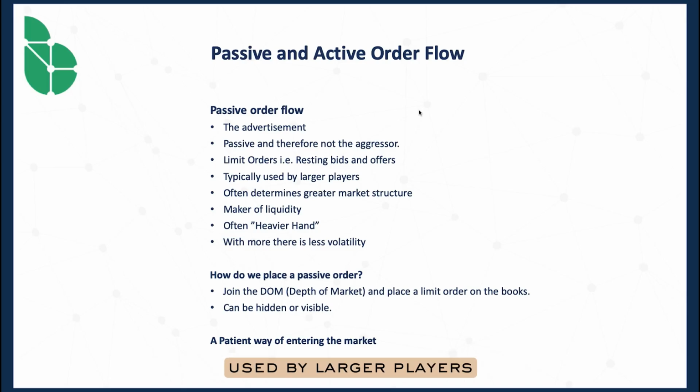And this is typically used by larger players for a few different reasons. More often than not, we see the heavier hand is in the form of passive order flow. There's a few reasons why larger players might use passive means. One, for transaction-related costs: paying to take liquidity, paying for slippage, all those things that you incur when you're not using a passive means of entering or exiting.